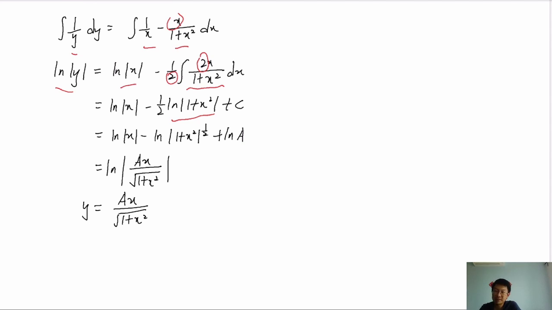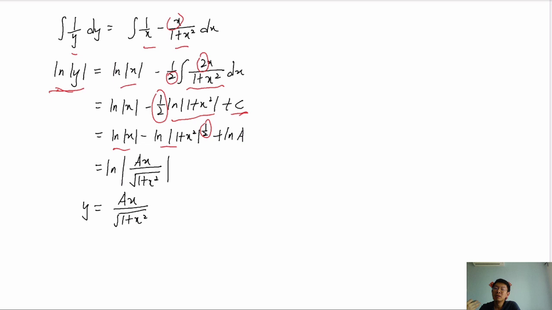For that one, we have all the ln terms here. As we can see, we have ln y and ln x here, and then this is a constant term. And what we did here is for the half, we moved it to become the power of the 1 plus x squared.